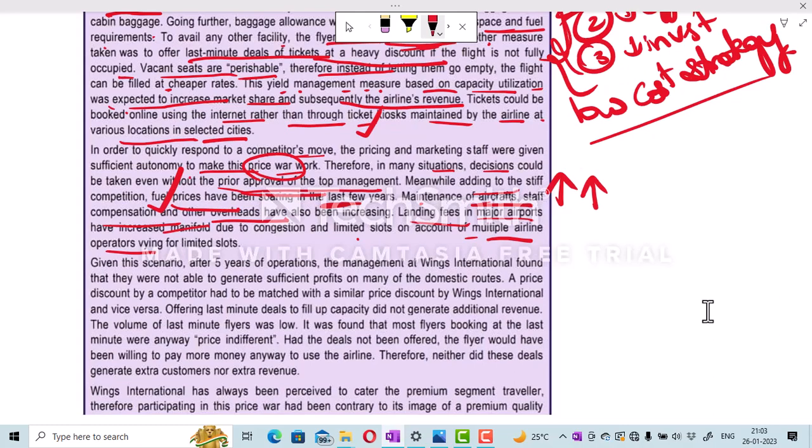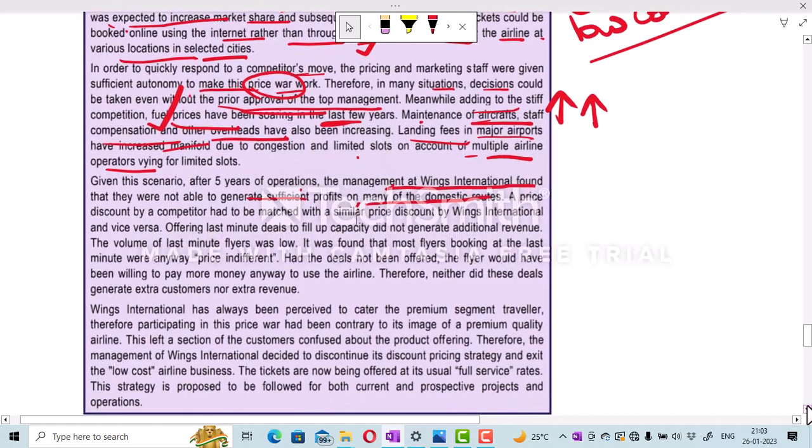Given this scenario, after 5 years of operation, management at Wings International found that they were not able to generate sufficient profits on many of the domestic routes. Okay, they turned into losses because all the rates increased, and since they were following the low cost strategy, they were unable to make the profits.